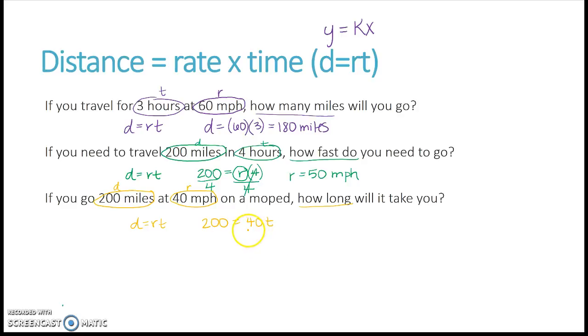So yet again, I need to get my variable by itself. I want time by itself. So it's saying 40 times time, so we're going to do the opposite. We're going to divide by 40. Those cancel. Divide by 40. If I have 2 zeros above each other, those can cancel. So now it's just 20 divided by 4. So time is 5 hours. All right, so that is D equals RT.